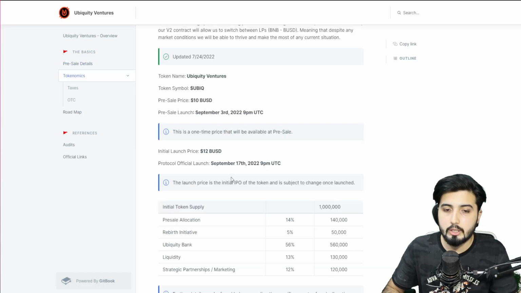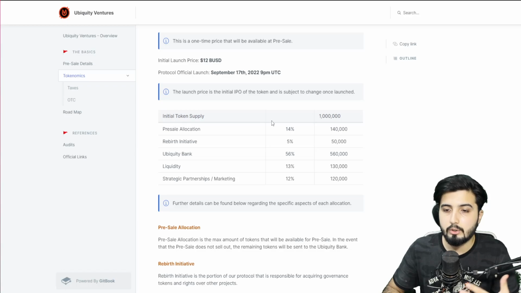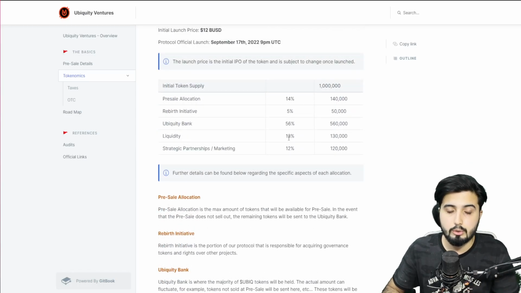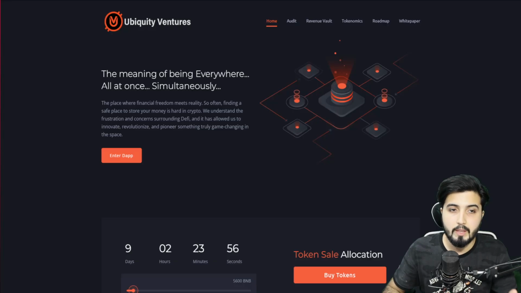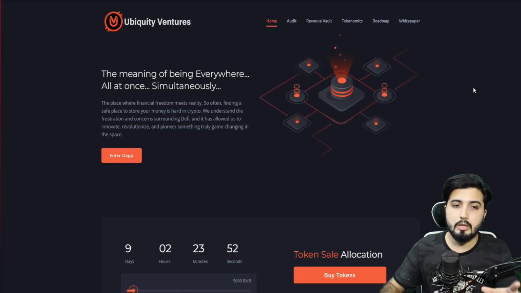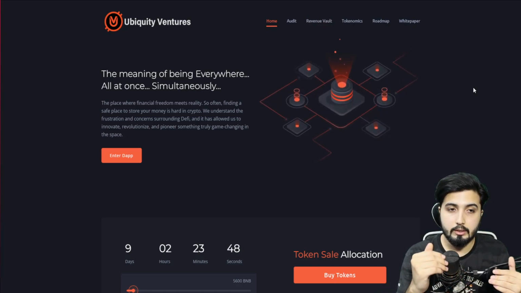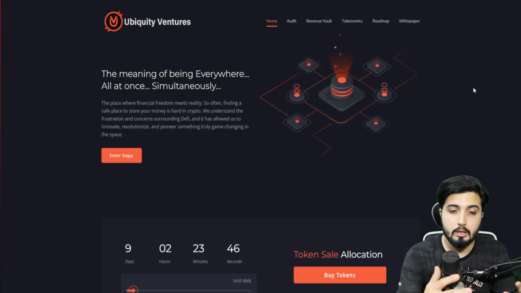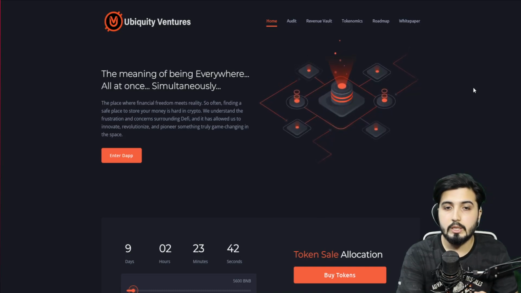And when it is launched, the initial launch price is going to be 12 BUSD, and this is how it is all distributed. For the pre-sale, we have about 14% of tokens, and whatever is not sold in the pre-sale will go to the Ubiquity bank, so you have information regarding that as well. But the point is, this is an amazing place for us to safeguard our tokens and our value, and ensure that we make a profit in these conditions, which makes this really amazing.